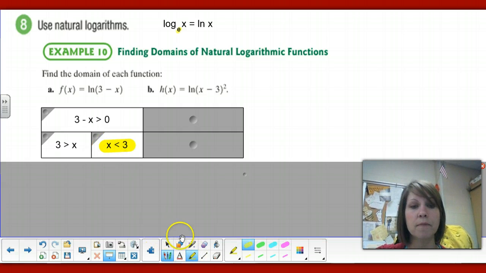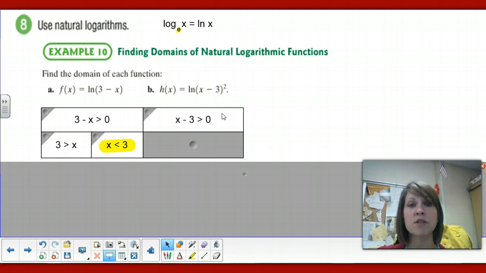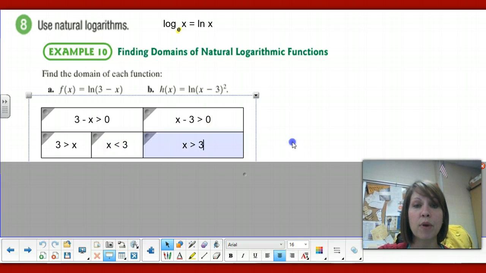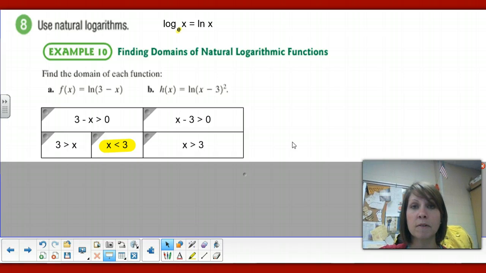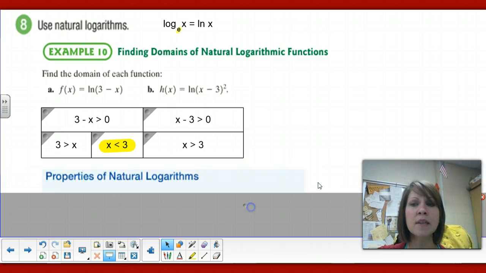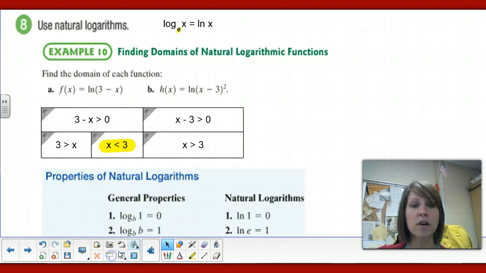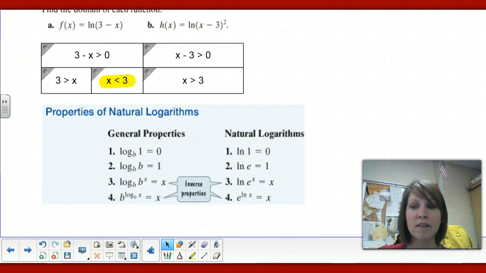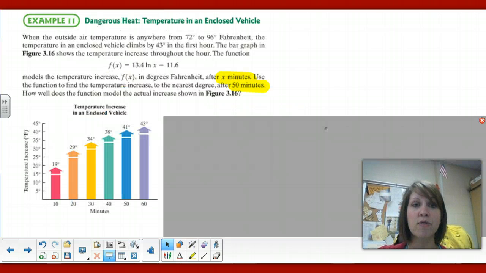That would be your answer. For part B, it's just going to be x minus 3 is greater than 0. So x is greater than 3 is our domain. Those would be the x values that would produce y values if we were going to graph this. The properties for natural logarithms are the exact same properties that we've had all along for common logs and for general logs. I think this is the last example, and I'll let you go.